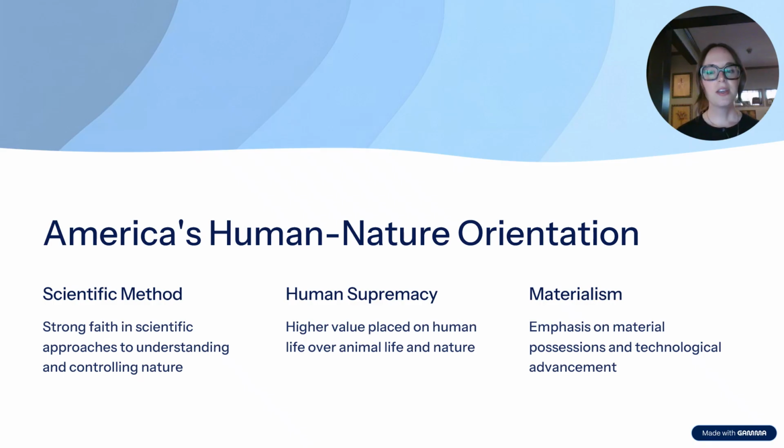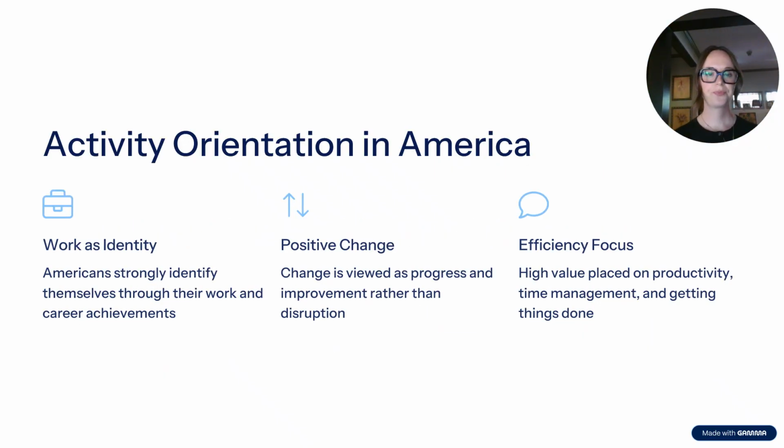So for America's human nature orientation, we know that we place a lot of faith in the scientific method for problem solving. We also believe that human life is more valuable or more important than animal life, which can be different in other cultures. And America also has high levels of materialism, meaning that we put a lot of value in our material possessions and technological advancement.